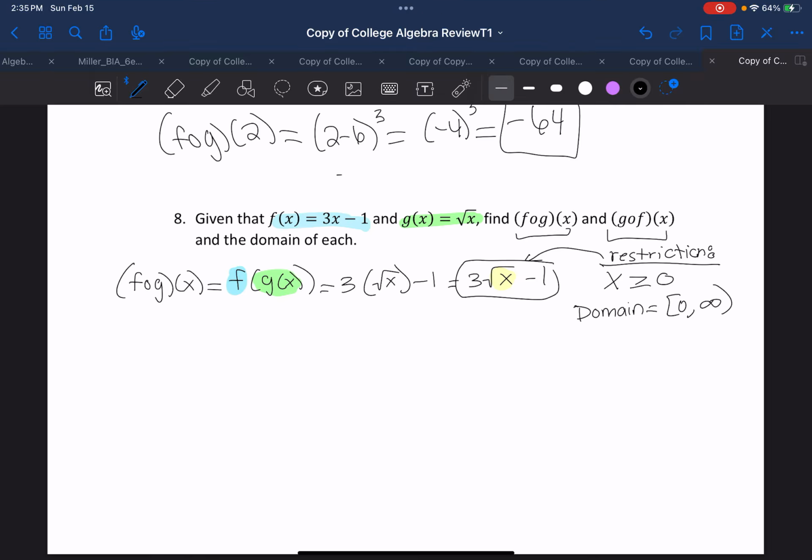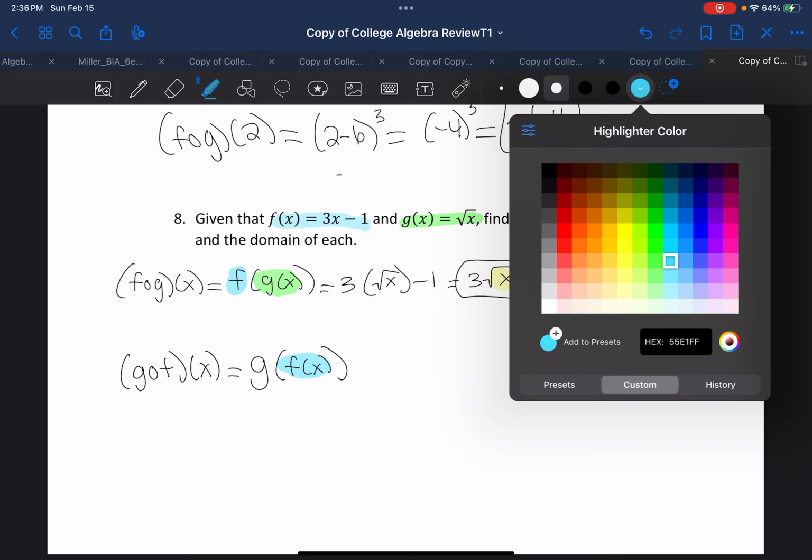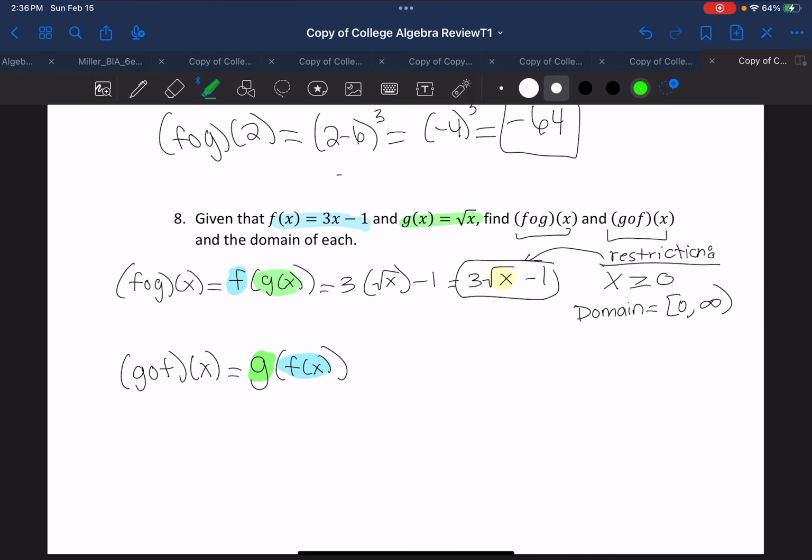And then the next one is g of f of x. So now we're going backwards. Now I'm plugging f of x into g, where I see an x. So g of x is the square root of x. So instead of x, I would have 3x minus 1. And that would be it for that.